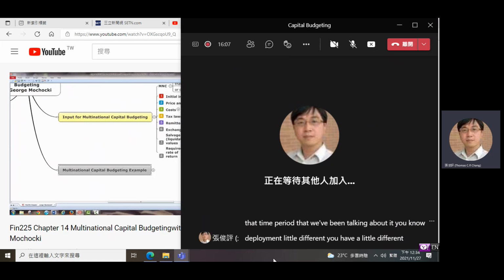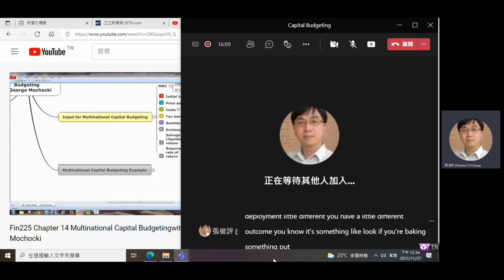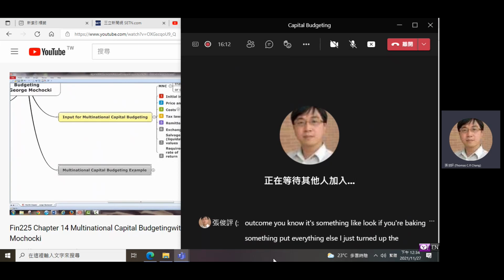Same thing like if you're baking something, you just turn the temperature up a little bit higher, and it's either overbaked or underbaked, or not baked in the middle, or it has to be just right. So that's why when you're looking at it for that profitability, everything else has got to be just right. But what is different?